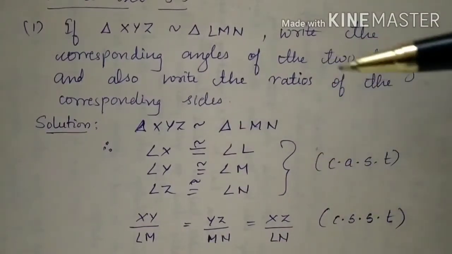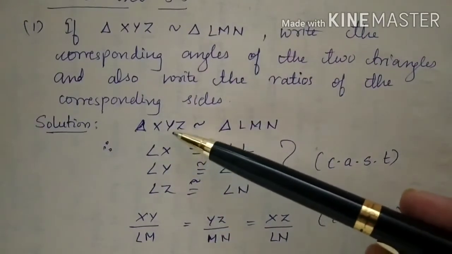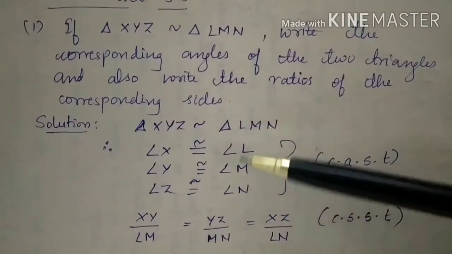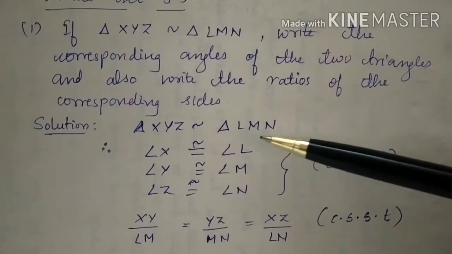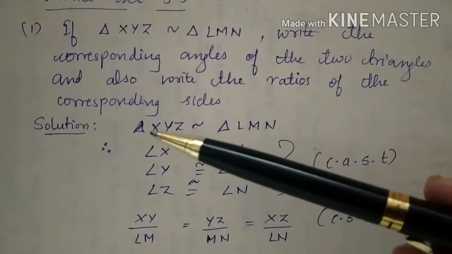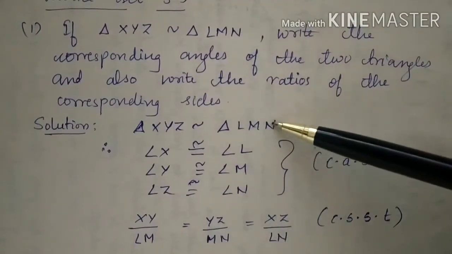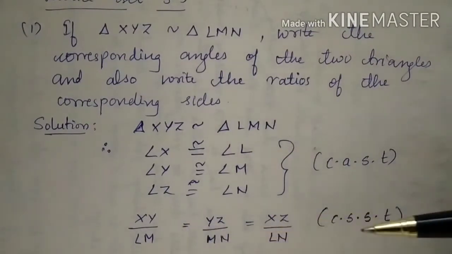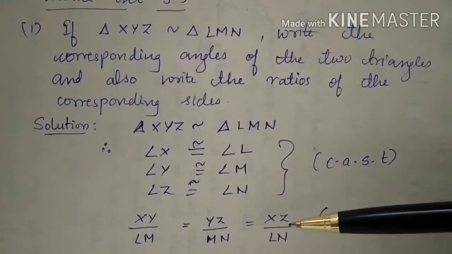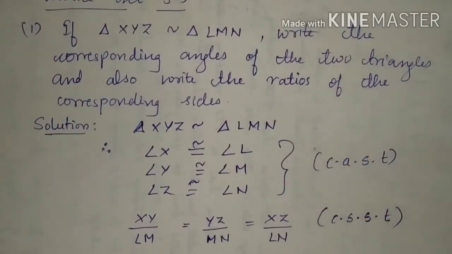Similarly, what happens to the sides? XY upon LM will be equal to YZ upon MN, and will be equal to XZ upon LN. They are not congruent, they are proportional to each other. So the reason will be CSST, corresponding sides of similar triangles. This A represents angles and this S represents sides.